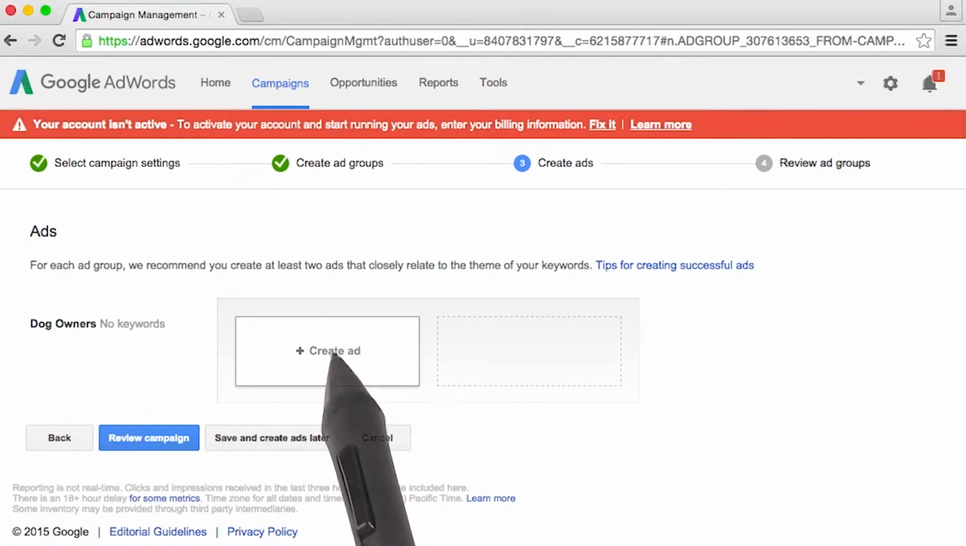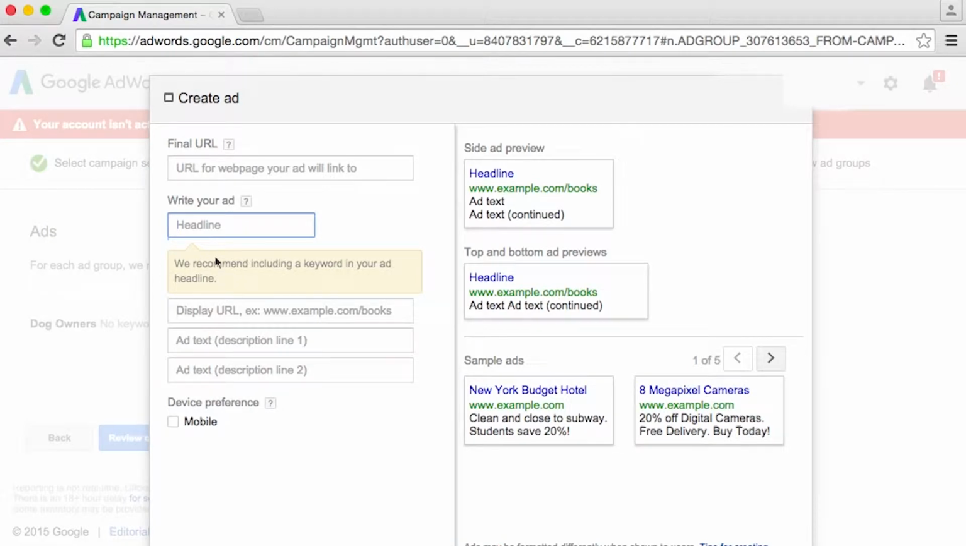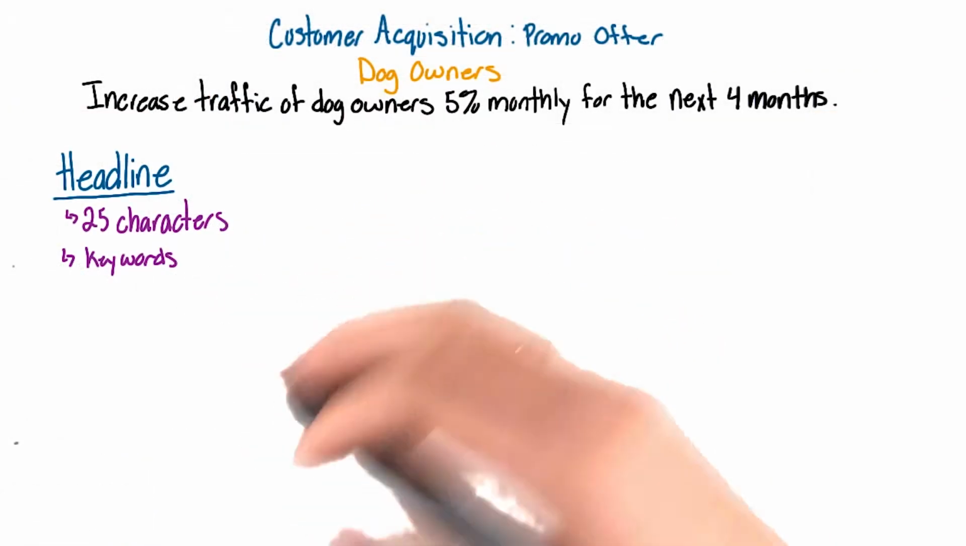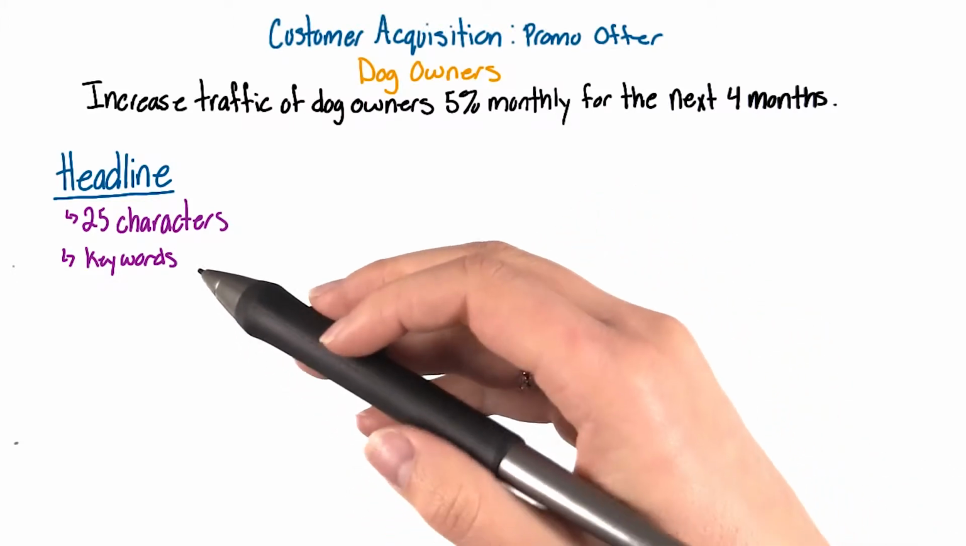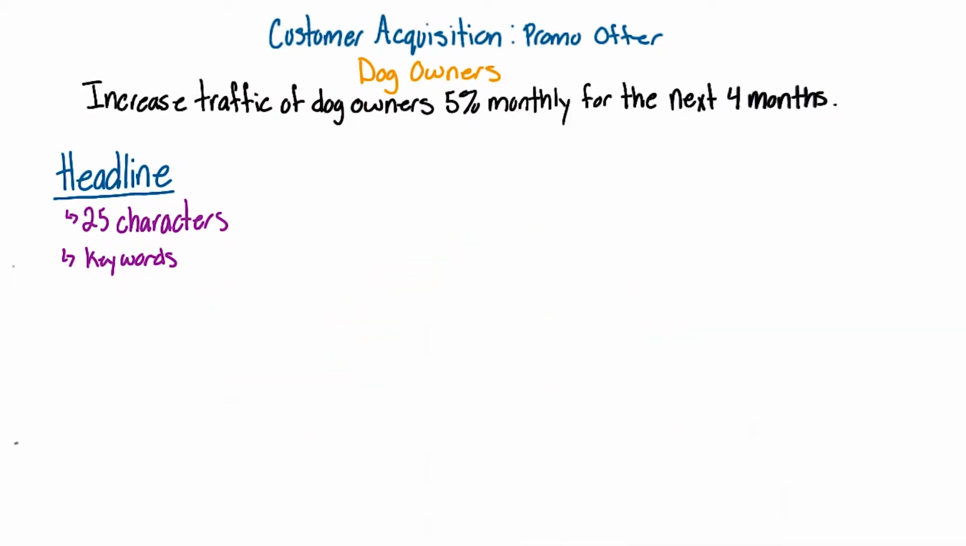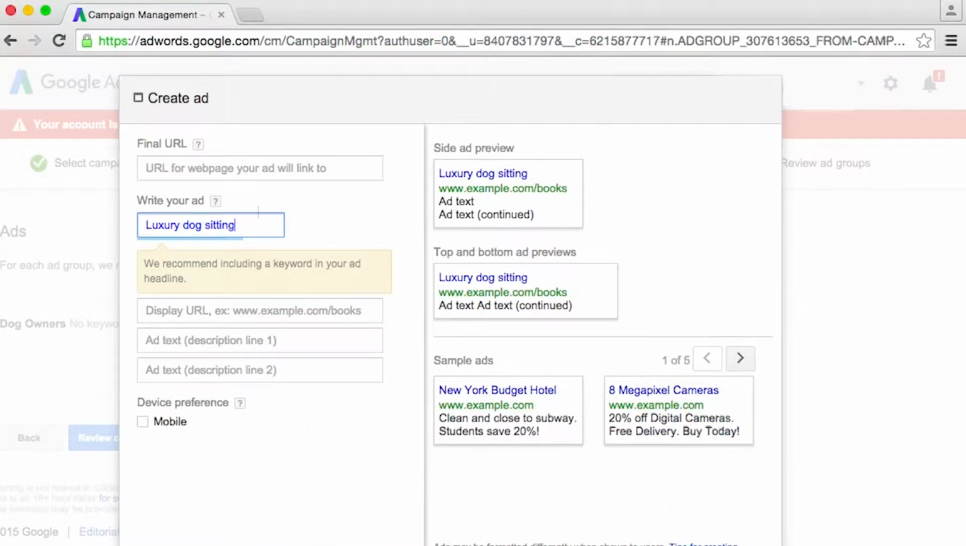Then I want to create an ad, and we need to enter in a headline. Let's talk about this. For our headline, we're only going to have 25 characters to promote our product and service. So we really want to grab people's attention. And a good option here is to include the keywords you've chosen. We're going to use luxury dog sitting.